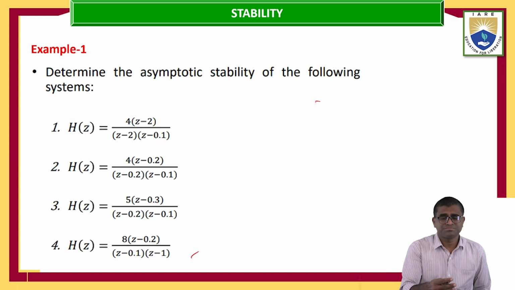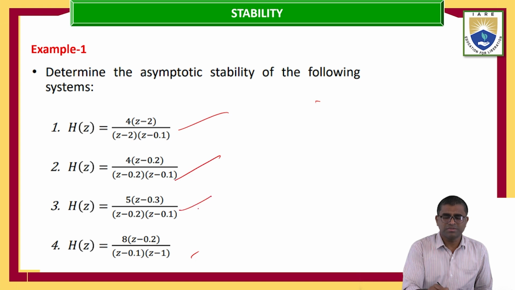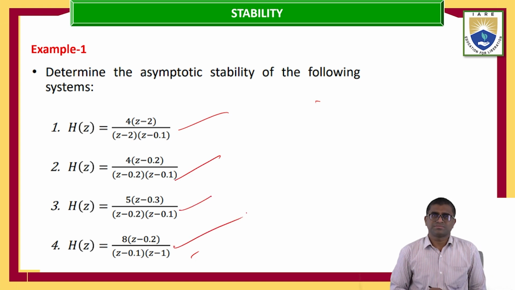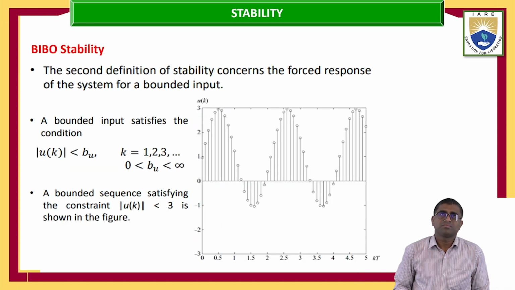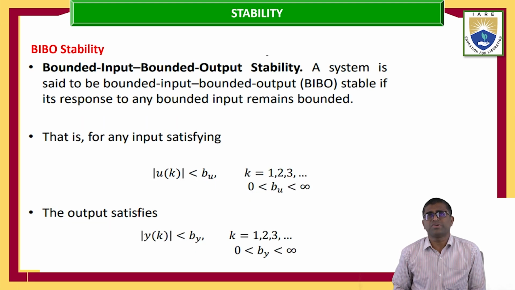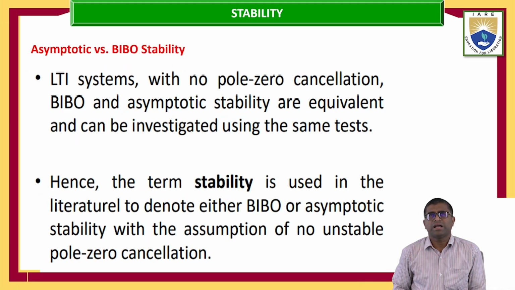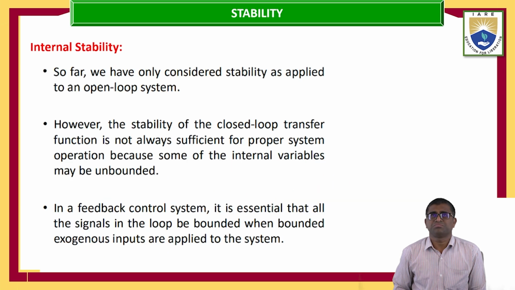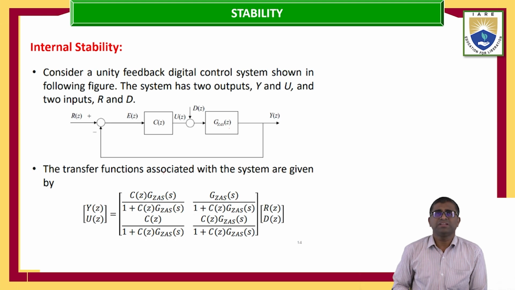In this one, asymptotic stable is a stable condition. For the BIBO system, for a bounded input we are getting a bounded output. And the comparison between the asymptotically stable and BIBO system. Internal stability. Okay, see this one definition.